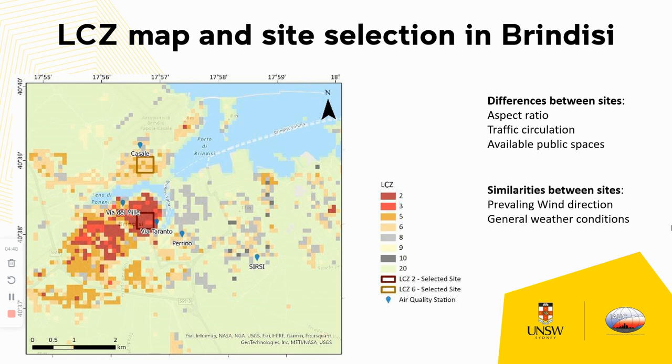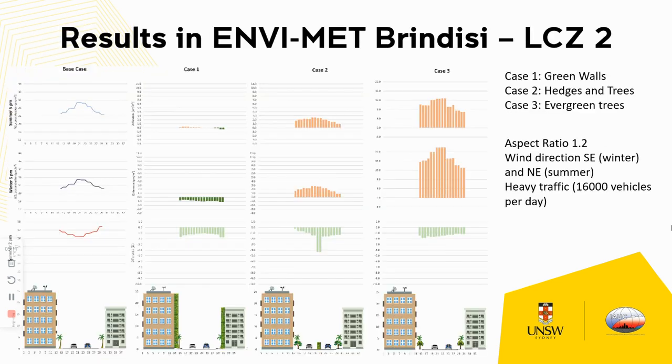And so we select these two areas, the boxes. The city center is LCZ 2, and on the north side of the lake, the Casale is LCZ 5 and a bit of 6. It's very difficult to find a single site that's 300 meters by 300 meters but only one LCZ. That's at least okay here, but it is slightly different.